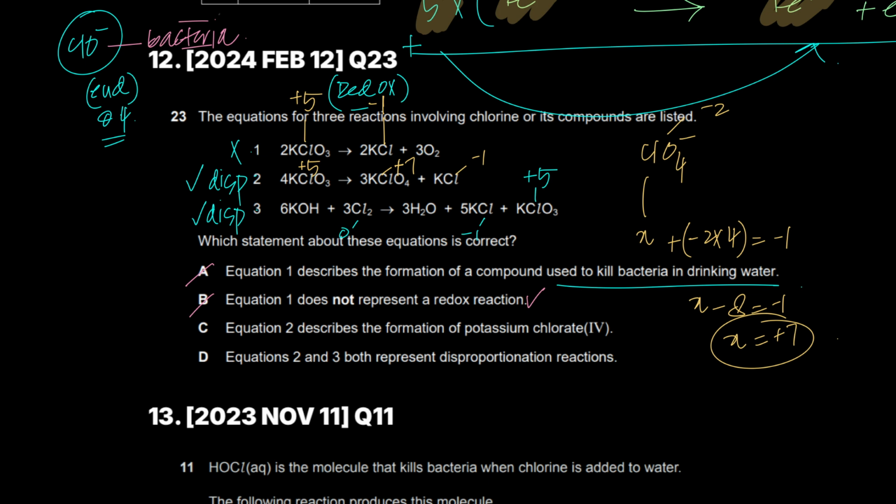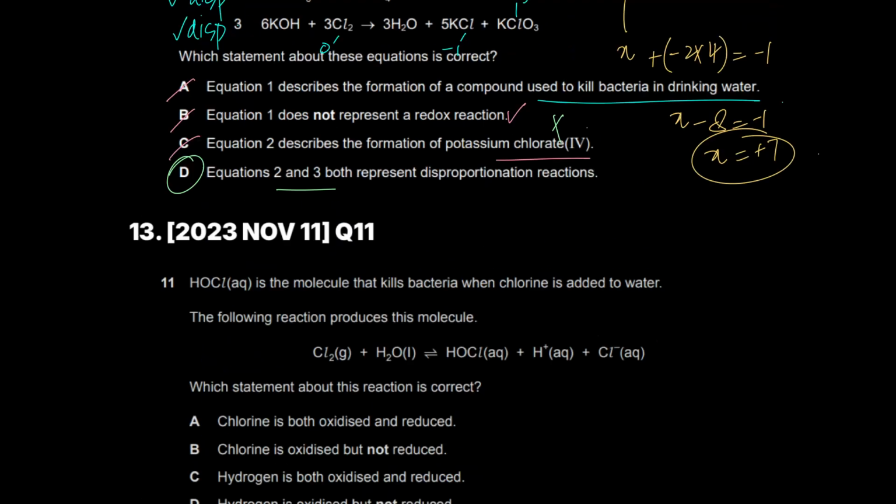Equation 2 describes the formation of potassium chlorate 4. Absolutely incorrect. Why? Because what is the name for this chlorate ion? This is called what? Potassium chlorate, what? 4? Chlorate 7. The oxidation number is 7, not 4. So potassium chlorate 4, absolutely incorrect. 2 and 3 both represent disproportionation. Absolutely they do.